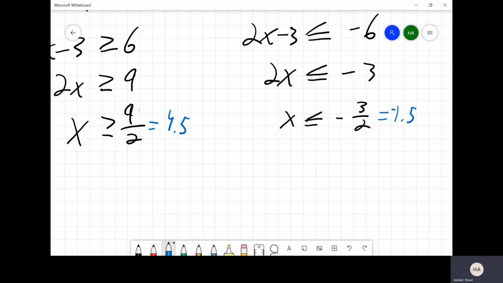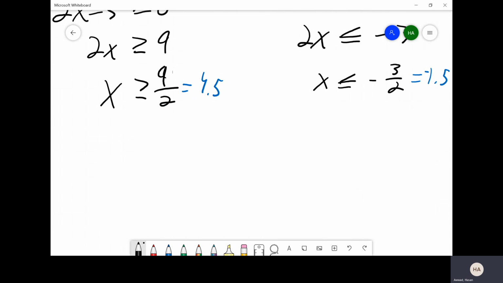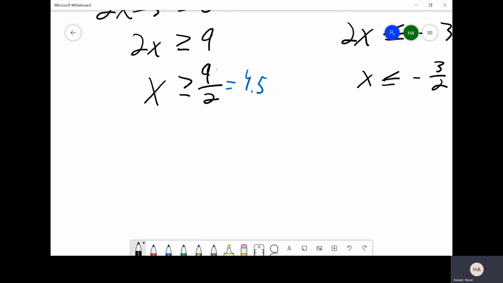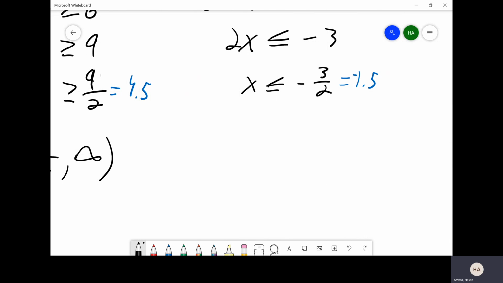Okay, so now plotting this on our number line, what is this going to look like? And I guess before we plot it on our number line, we should figure out the interval, right? So the interval on the left is all of the numbers bigger than and including 4.5. So I'm just going to write it as 9 halves. So we have 9 halves all the way to infinity. And then on this side, we're talking about from negative infinity, because it's all the numbers that are less than this number, all the way up until we hit negative 3 halves or negative 1.5, either way.